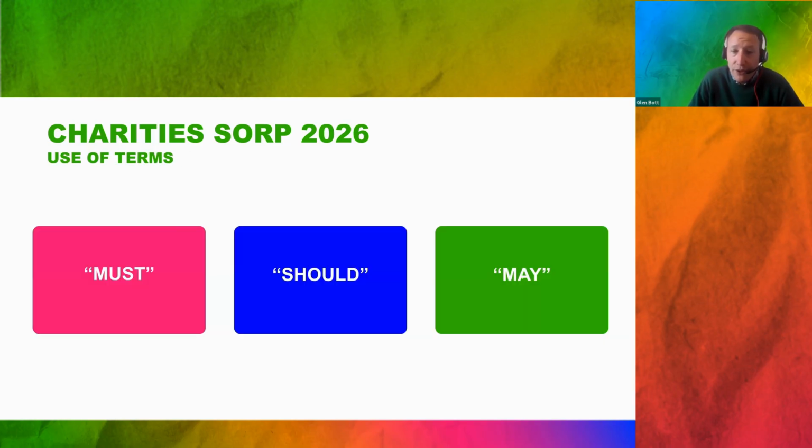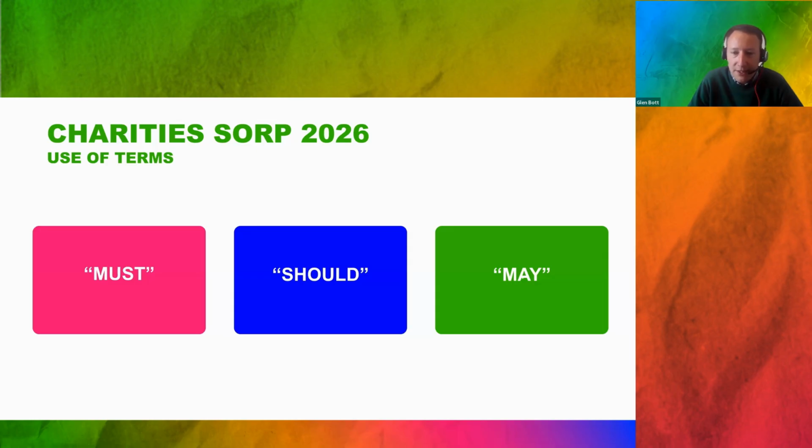So this isn't a new thing within the SORP this year, but I thought it's still something that's worth a quick reminder on. Within the charity SORP, they use a number of terminologies. Must, should, and may are the 3 key ones that they use. Where there is a must within the SORP, this is something that the charity has to comply with in order to be compliant with the SORP.